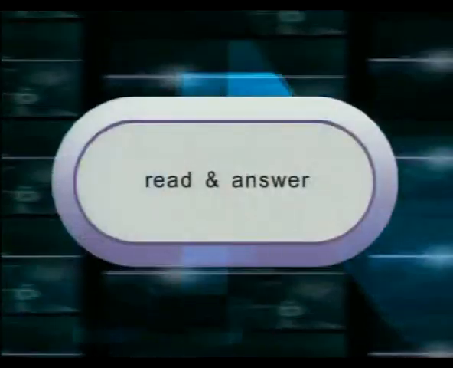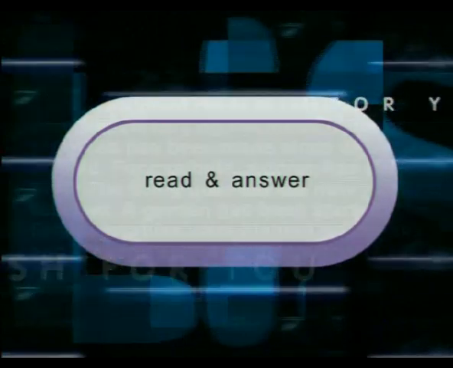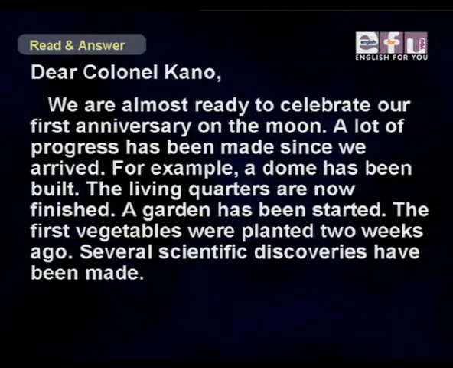Read the following letter and then answer the questions. Read and answer. Dear Colonel Cunnell, we are almost ready to celebrate our first anniversary on the moon. A lot of progress has been made since we arrived. For example, a dome has been built. The living quarters are now finished. A garden has been started. The first vegetables were planted two weeks ago. Several scientific discoveries have been made.